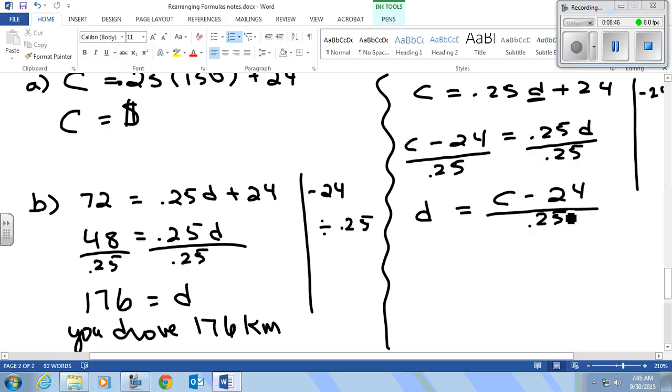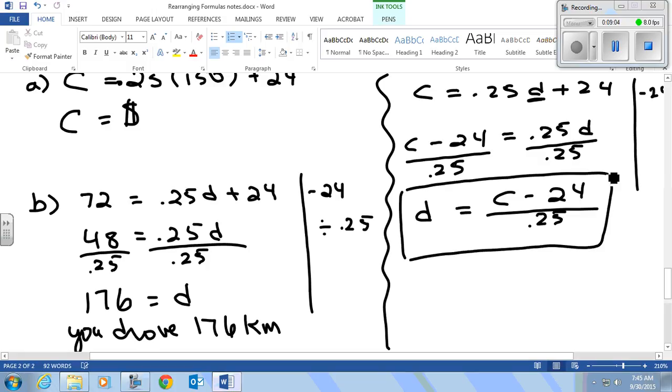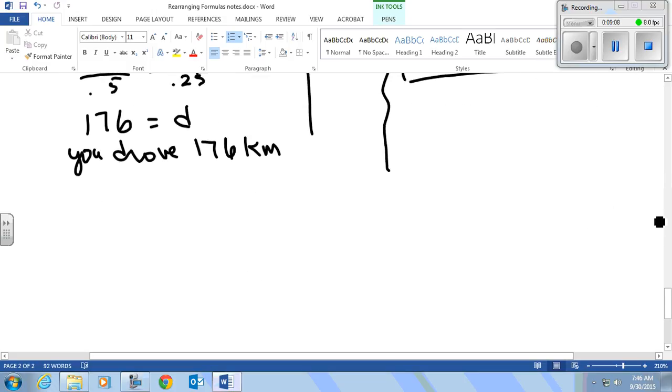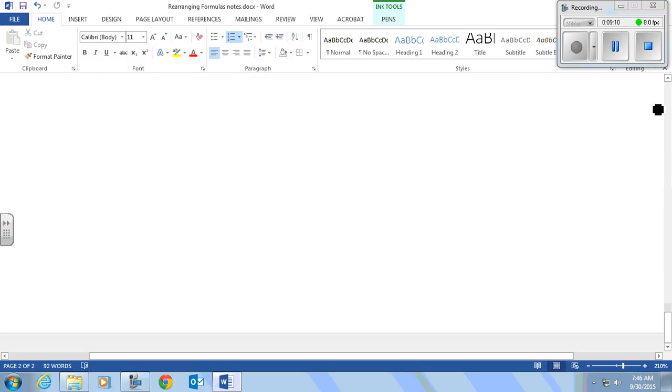So now we have a little formula that gives us the distance based on the cost, and we could substitute the cost for the day and solve for distance in one step. So if you needed to do a lot of questions of this sort, it may be easier to rearrange the formula first. And that's the lesson.